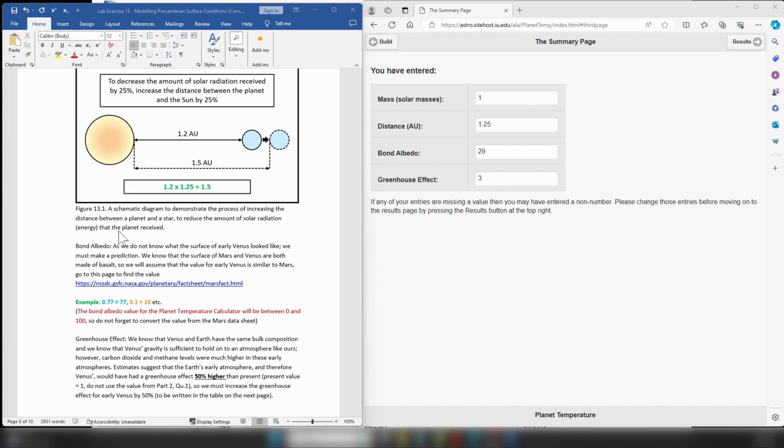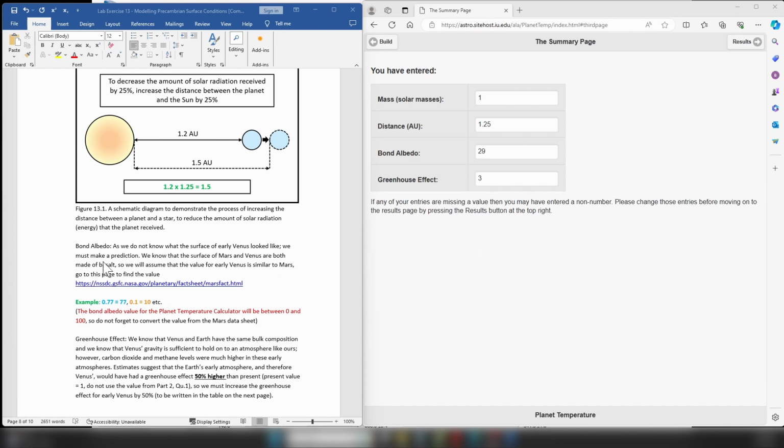However, the best fit that we can probably use is to look at other planets that have a similar crustal makeup to Venus. So we know that the surface of Venus is predominantly covered in basalt, and we also know that the surface of Mars is also predominantly covered in basalt. So what we're going to do is use the surface of Mars as a guide to estimate the bond albedo for Venus during this time period.